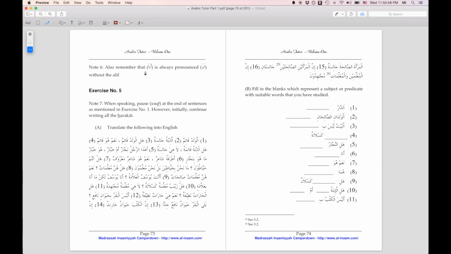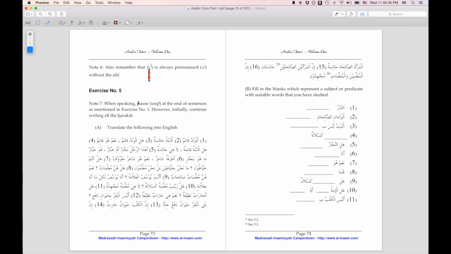Note number 6. Also remember that ana is always pronounced. I was going to say this. Okay. So ana, because noon has an alif at the end and there's a fatha, the rule in tajweed is that if a harf has an alif and there's a fatha on top, you're supposed to prolong it. It should have been anaa. Instead, for ana, only for this word, we should always pronounce it as ana, as if there was no second alif. To write it, we have to write this alif over here, but to pronounce it, we cannot pronounce it. We should just pronounce ana without the alif.